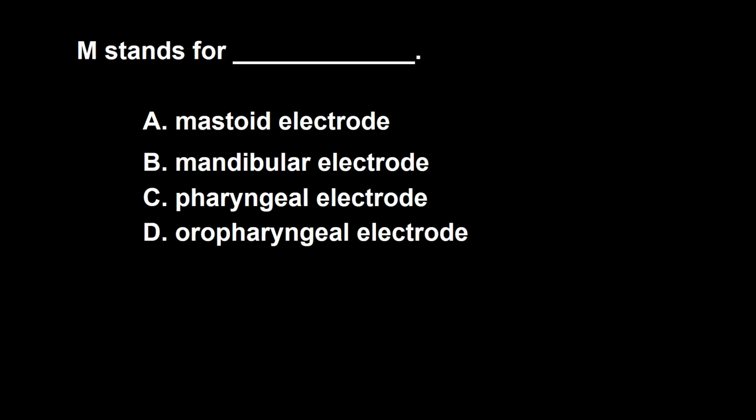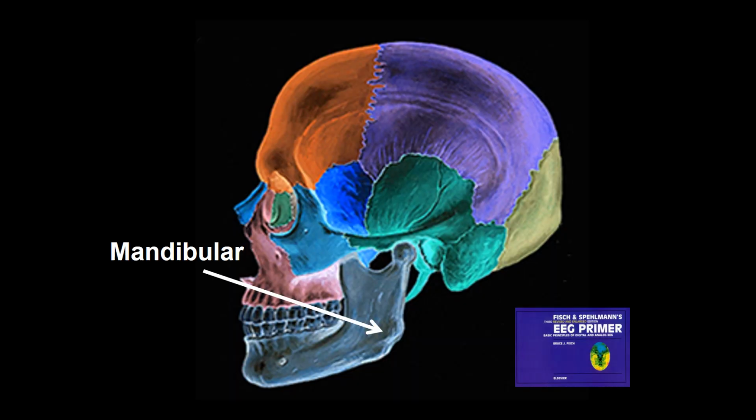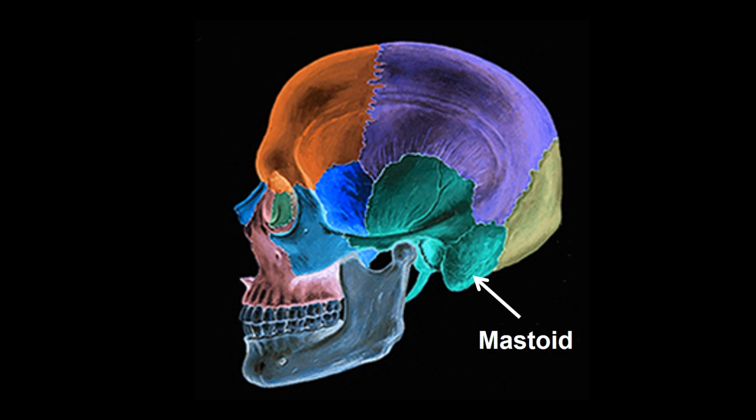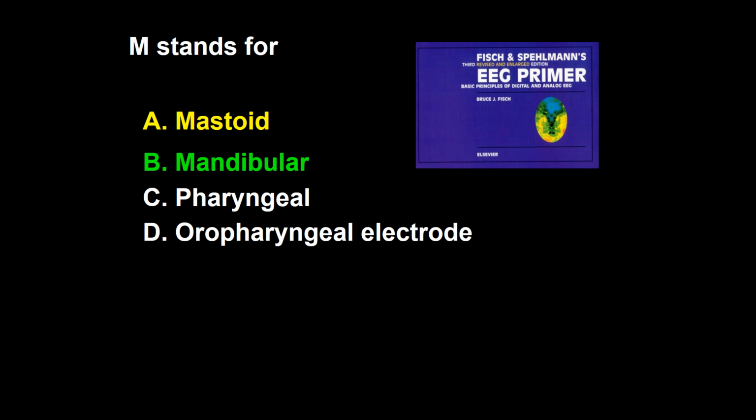The next question: M stands for: A, mastoid electrode; B, mandibular electrode; C, pharyngeal electrode; D, oropharyngeal electrode. This is a drawing of the skull, and as you can see, the arrow points to the mandibular region. M often is used to indicate mandibular, but at times is also used to indicate mastoid. So the answer to this question is B, but not all agree. Some use the M for mastoid instead of for mandibular.